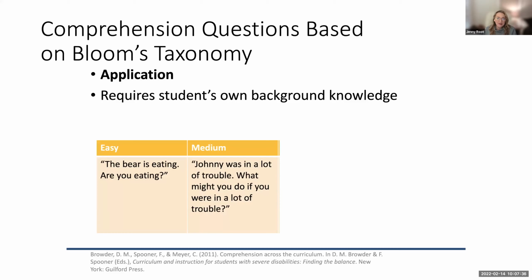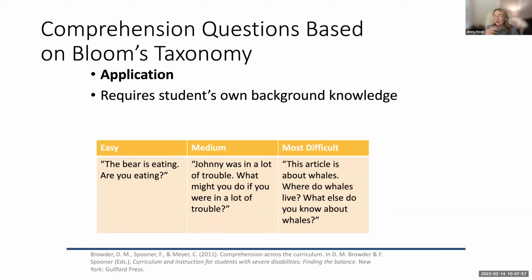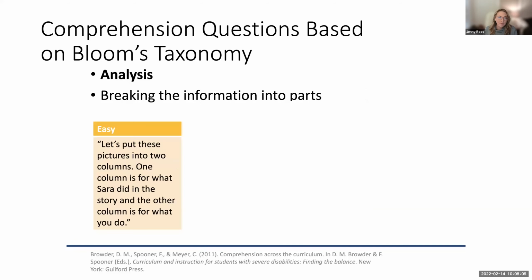Medium level question would be something like, Johnny was in a lot of trouble. What might you do if you were in a lot of trouble? And then a more difficult question would be, this article is about whales. Where do whales live? That could be a right there question, but then build onto it. What else do you know about whales? That could be something from their personal knowledge, maybe from a video that you watched as a class or a field trip you went on, or something else that they have read in the text. And so can they elicit one more thing?